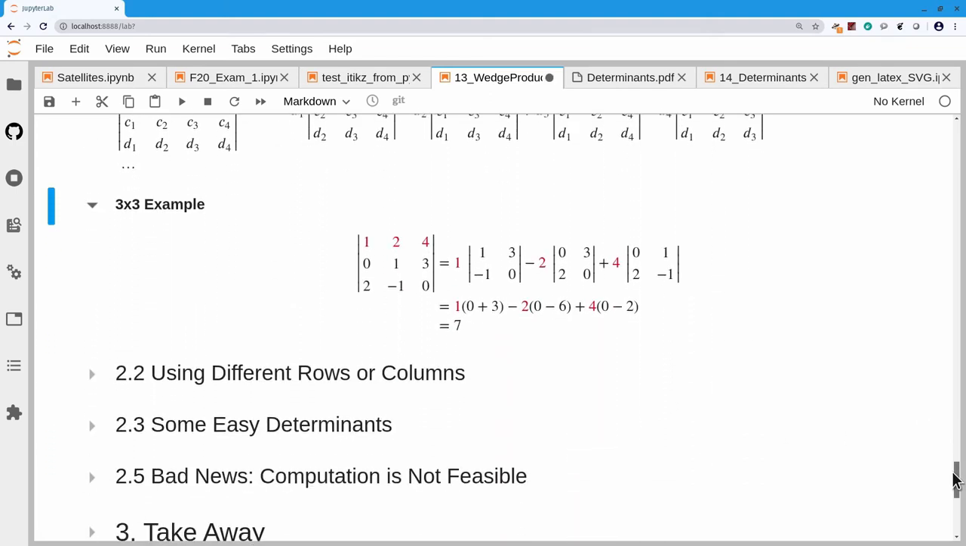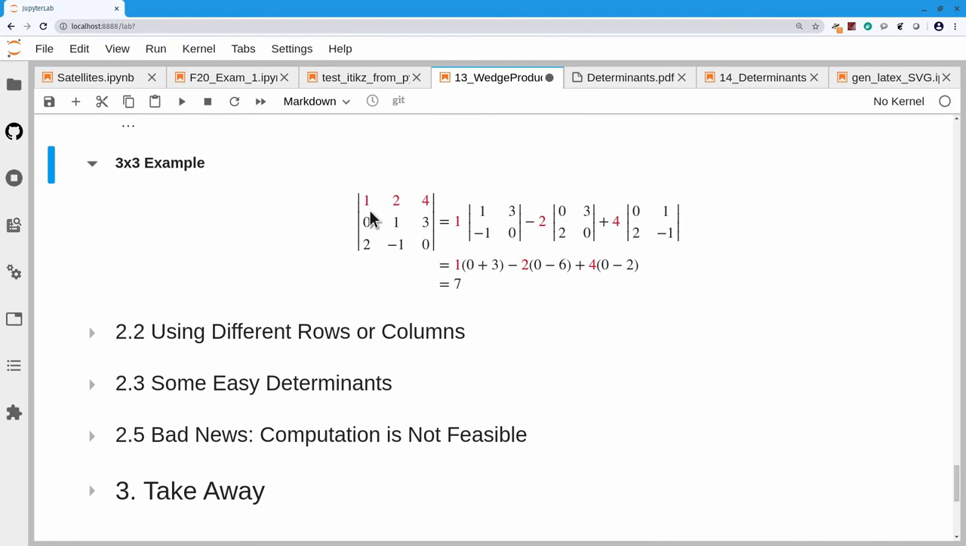For an example with a 3x3 matrix, here's my matrix: 1, 2, 4, 0, 1, 3, 2, minus 1, 0. I look at my first row, so it's plus 1, minus 2, plus 4. For plus 1, erase the row and column that the 1 is in, so the determinant of 1, 3, minus 1, 0. For minus 2, erase the row and column that 2 is in, and I get the determinant of 0, 3, 2, 0. Then plus 4 for 4, again we erase row and column and get the remaining determinant, and compute each one of these determinants with the 2x2 formula.